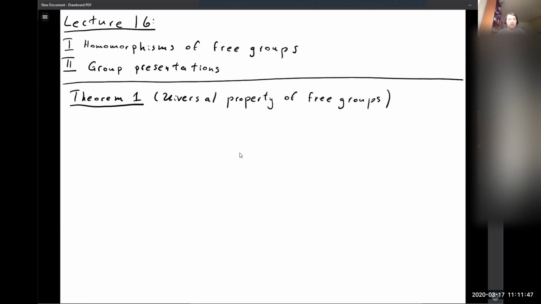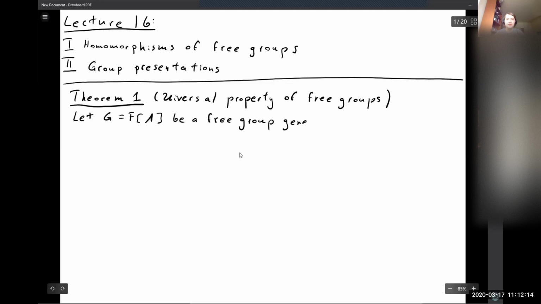So it is formulated as follows. Let G be a free group with alphabet A. Also, we say that this is a free group generated by the set A. So it consists of elements a_i, which are called letters. i runs over the indexing set. And let G prime be any group.